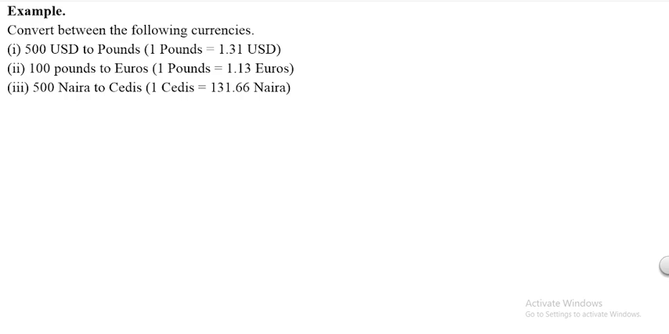In this video, we are going to talk about currency conversion mathematics. We have some examples on the screen, so let's quickly jump into them. I'll write up my solution here.